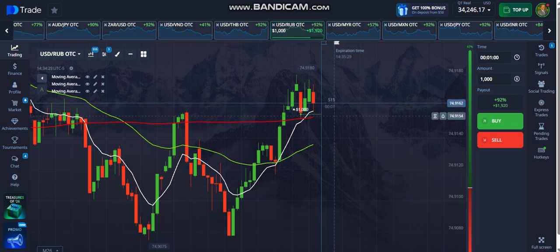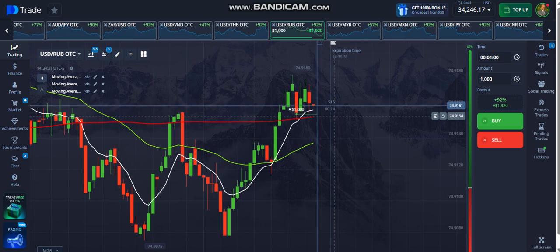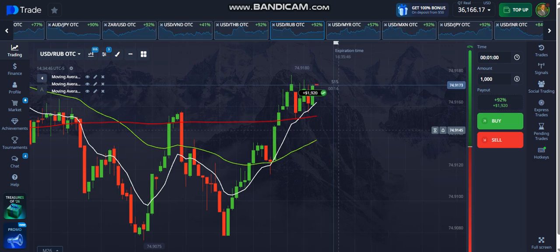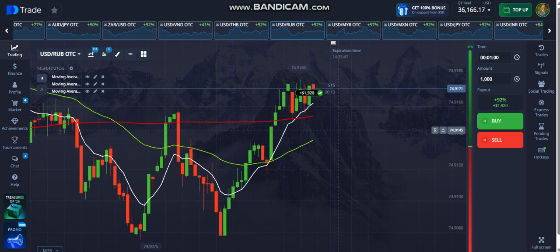So let's monitor this trade until it expires. And also the red 200 SMA is showing a slightly upward movement, an upward trend in the market. Okay, so we won that trade. All right, so let me pause the video and look for another trade.